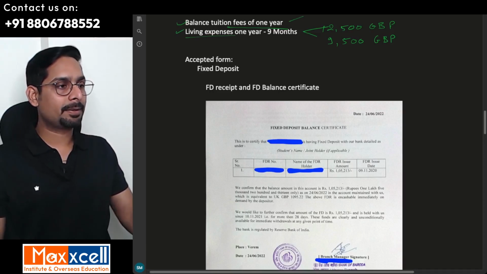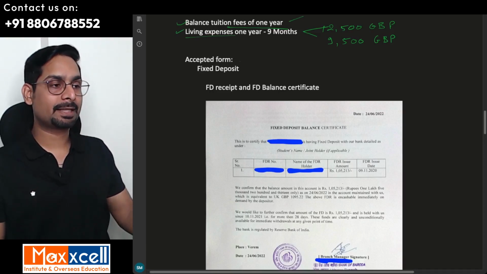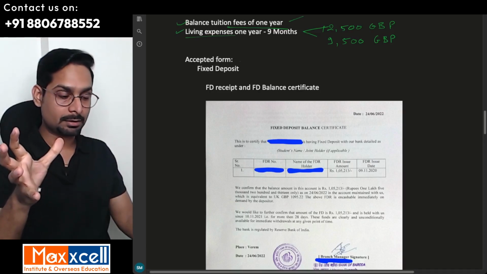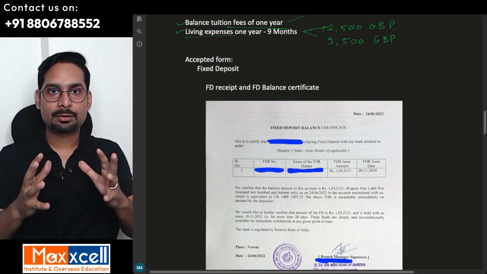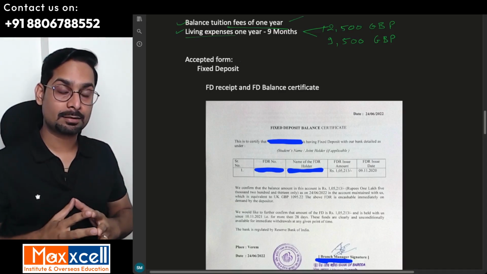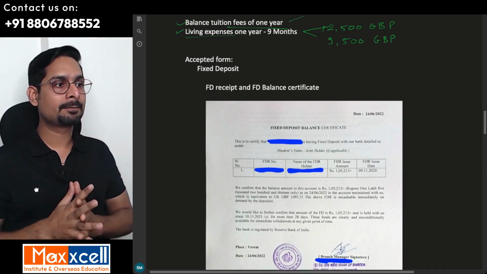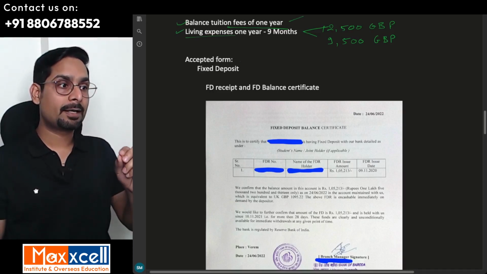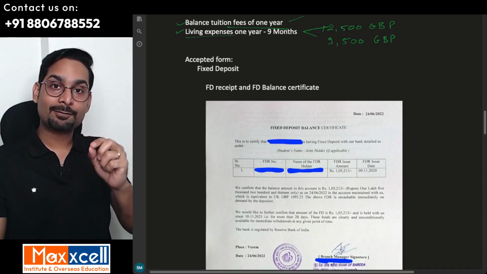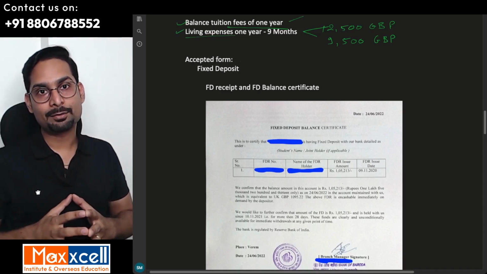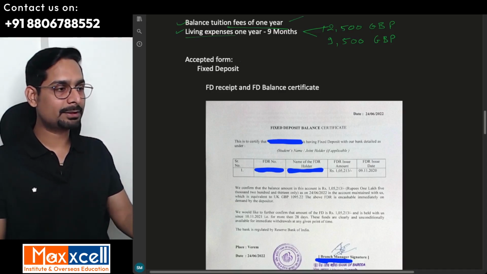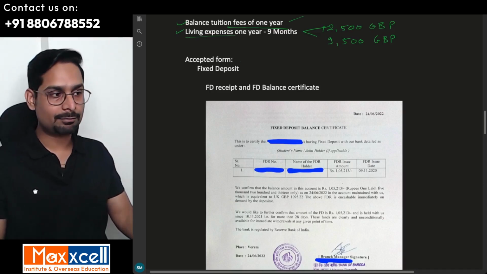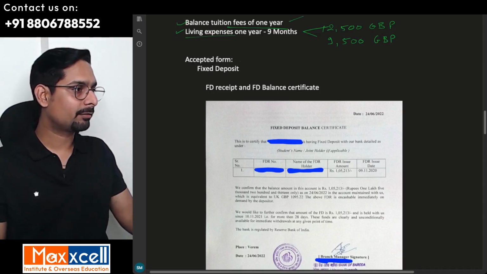Now, what are the forms of funds which are accepted to apply for CAS or to request CAS? We will see in which forms you can have funds with you to request the CAS statement. One is fixed deposit. You can have it in fixed deposit form. Now the fund which I'm talking about, I'll be clear to you on this.